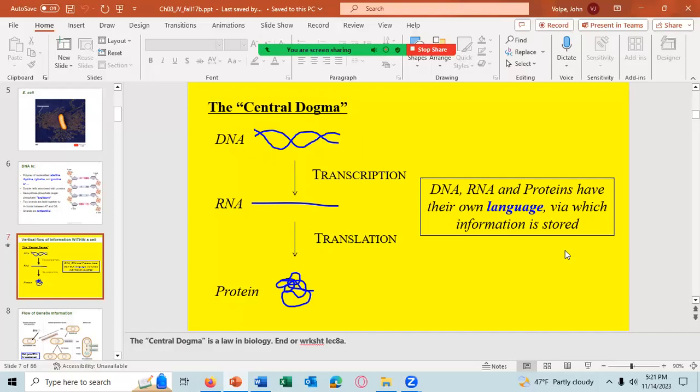Now, the central dogma used to be called the law in biology. However, they found that in certain viruses, the information in RNA can actually flow backwards to DNA. And we will talk about that when we talk about viruses. But generally, the information always flows from DNA, at least in a normal cell, one that's not infected by a virus, DNA to RNA to protein. It never flows the other way in a normal cell.